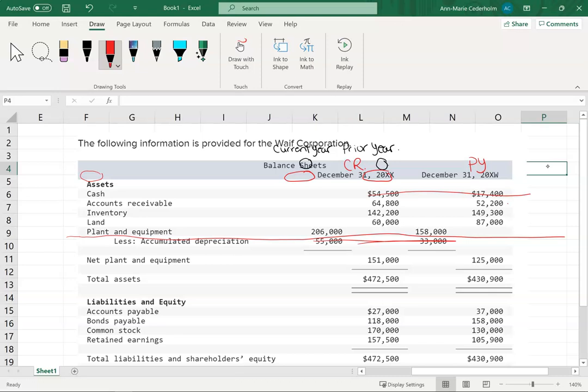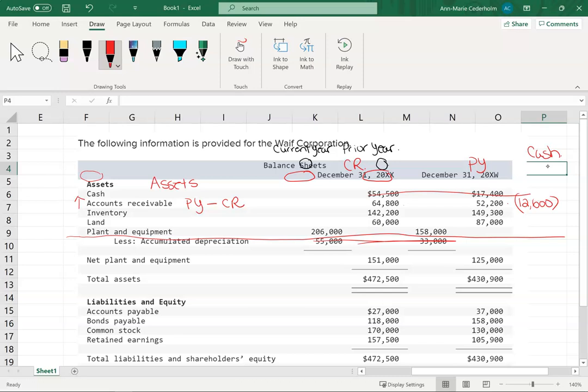But what I want to do for assets is take your prior year balance and minus it from your current year balance. So in this case, if my accounts receivable went up, when I do 52,200 minus 54,800, that gives me a minus 12,600. So this here is just my cash. So if my accounts receivable goes up, my cash goes down.